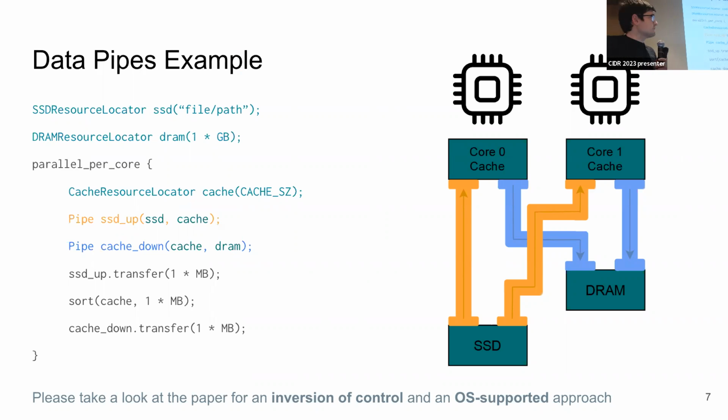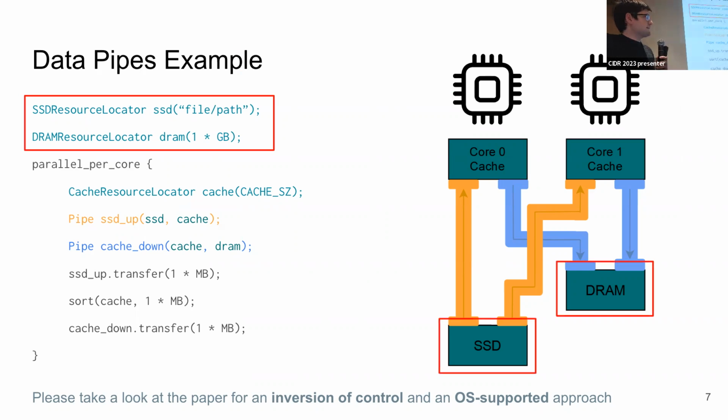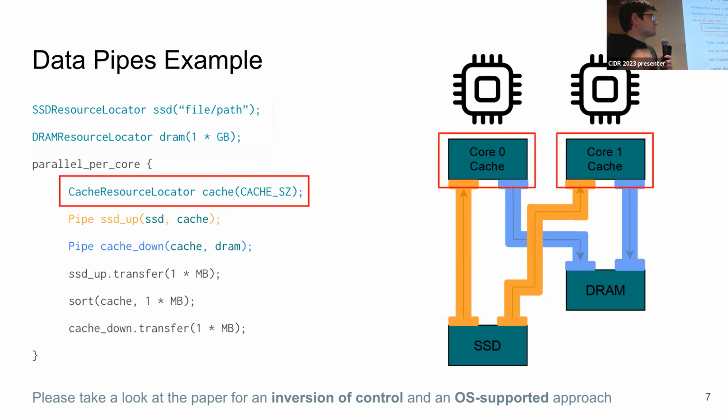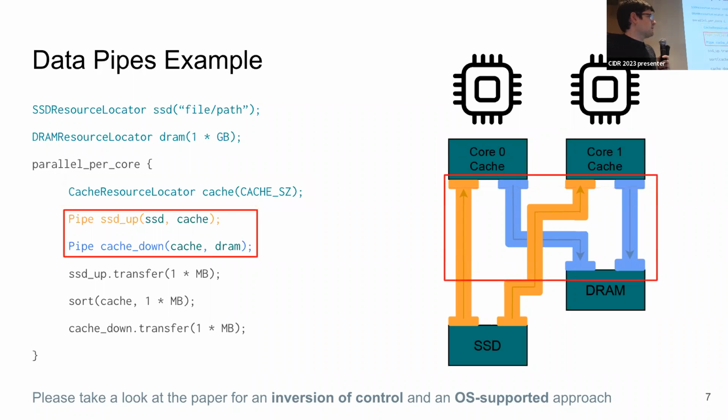How we do this is, first, we declare some locators: where the data is in the beginning and where it's supposed to be in the end. So SSD and DRAM. Then for each core, we also say, okay, we want this cache of that core, of course. And then we just connect our locators with pipes. One pipe up from SSD to the cache, one pipe down from the cache to DRAM. And up until now, everything is just declarative. So you just state this in the code. And now we actually run the stuff. We first transfer data up, sort it, and then transfer it down again.